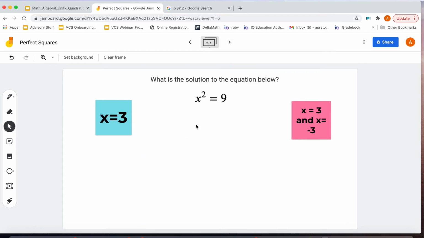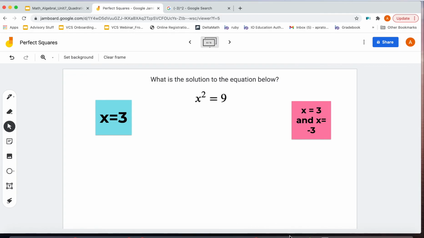Okay, so when we have what is the solution to this equation, what we want to drive out by this point is that students are saying 3 and negative 3, right? And a student who says 3, we might say, why? Is there more than one solution here? Yes. Why? Because there are two possible numbers we can square to get 9, 3 and negative 3.